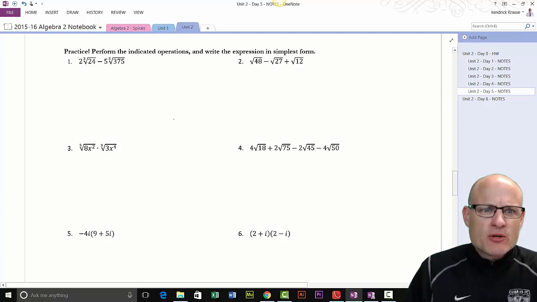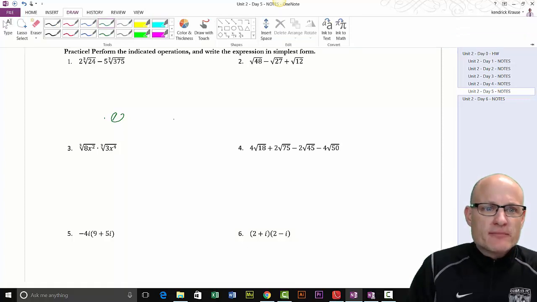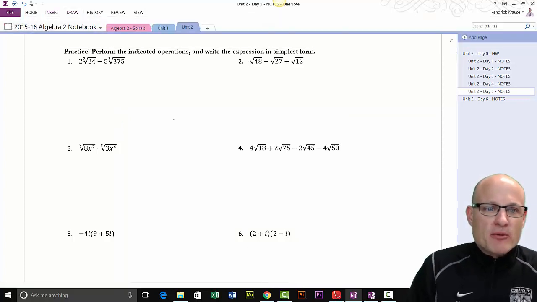I hope not. Where am I going? Where's green? Green. All right. So I probably should get rid of that because it's going to be in my way. So these problems require work.